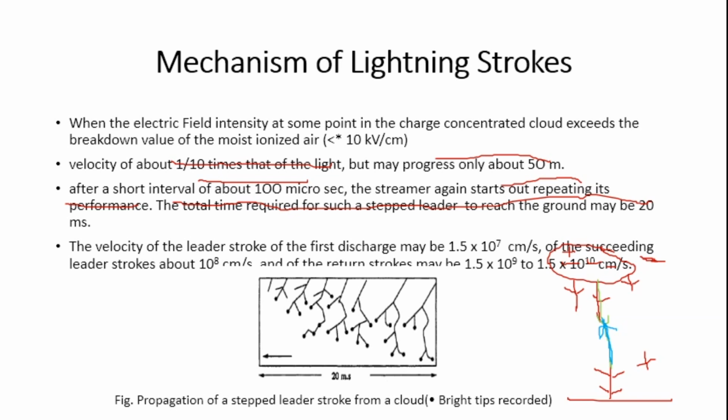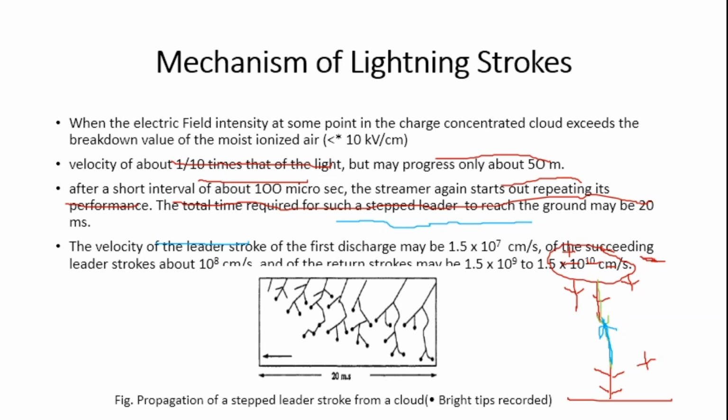The velocity of the leader strokes of the first discharges is around 1.5 x 10^7 centimeters per second, and the succeeding leaders have strokes with a velocity of around 10^8 centimeters per second.